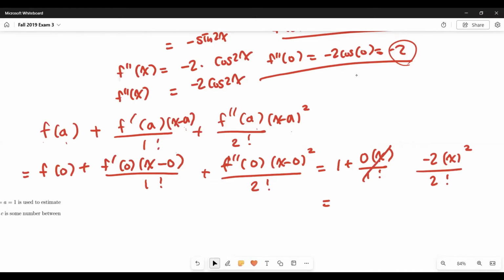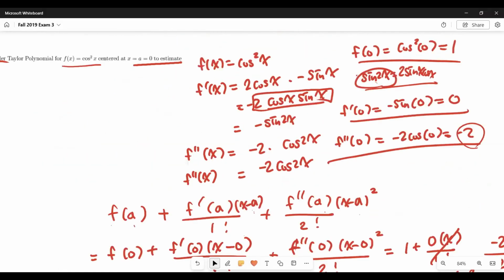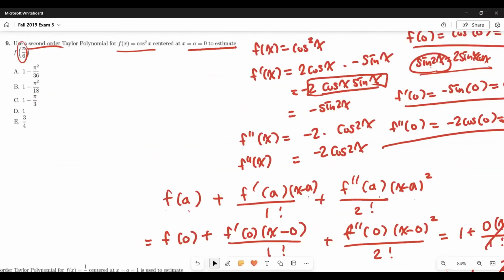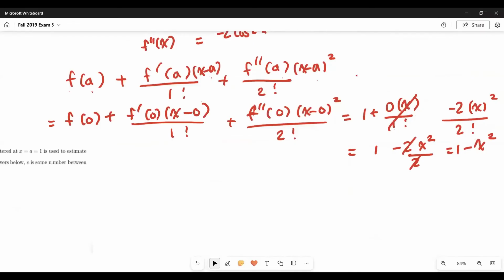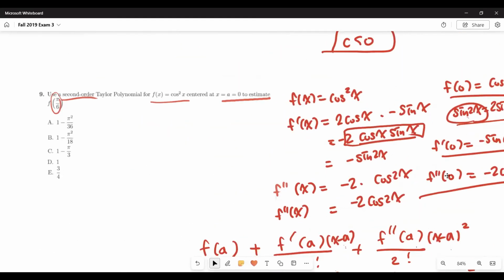This is just 0, right? Because it's 0 over 1!. So 1 - 2x^2/2, which is 1 - x^2. And what value do we have to plug in for x? It's at pi over 6. Oh, sorry, we don't need that. So 1 - (pi/6)^2, because we want to plug in x at pi over 6. So 1 - pi^2/36. So the correct answer choice for that question is A.